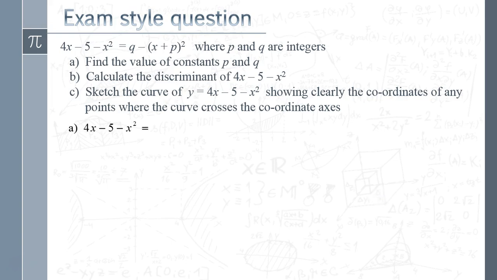So here we go. First of all, completed square. The problem with this is that I've got a minus here. So what I'm going to do is factorize. I'm just going to take a minus out of the front. There we go.